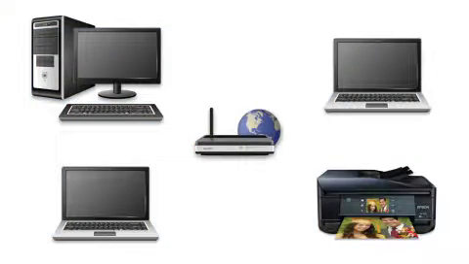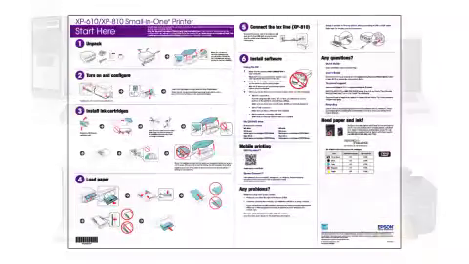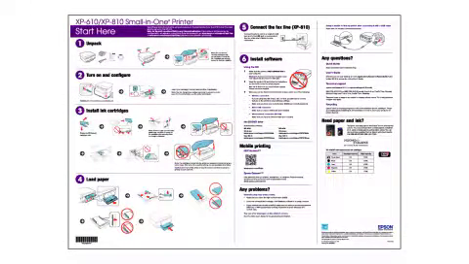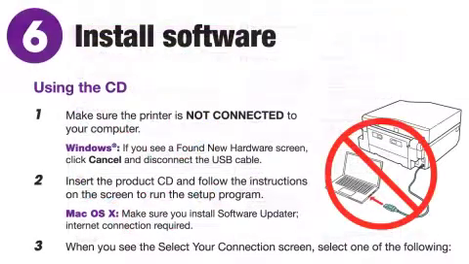Now let's set up your Epson printer and add it to your network. When you're done, you'll be able to print wirelessly from this computer. You can add the ability to print from another computer later on. Follow the steps on the Start Here sheet. The Start Here sheet shows you how to physically set up your printer. When you get here, install your printer's software.